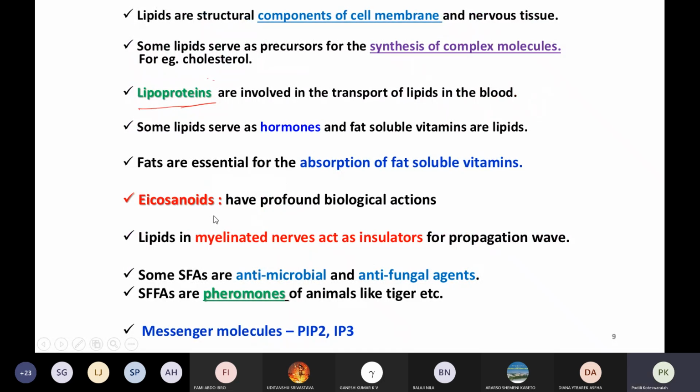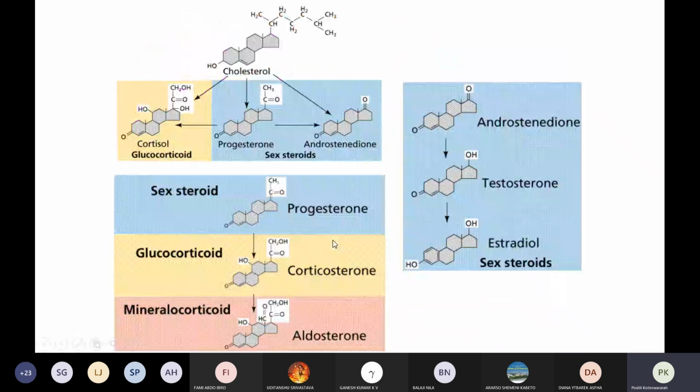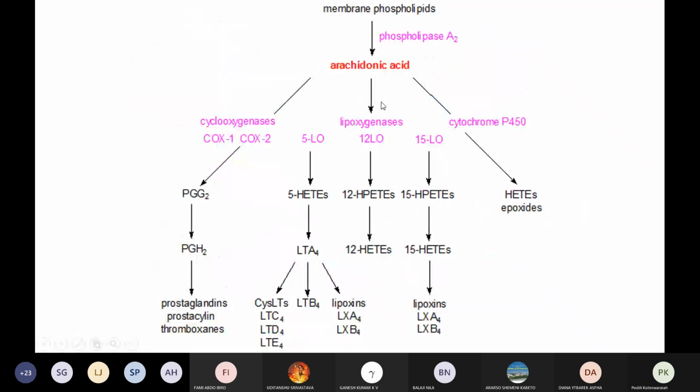And as I already said, that the eicosanoids, carbon 20 containing long chain fatty acids, they are mainly these prostaglandins, prostacyclins, thromboxanes, and leukotrienes. All these are the eicosanoids. They are derived from the unsaturated fatty acid, arachidonic acid. So all these eicosanoids have various physiological functions in the human body.